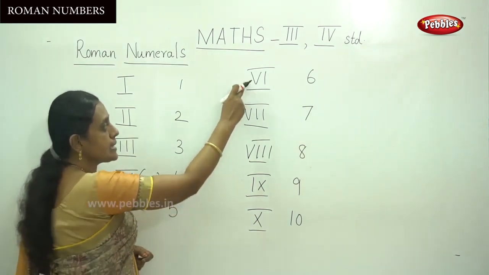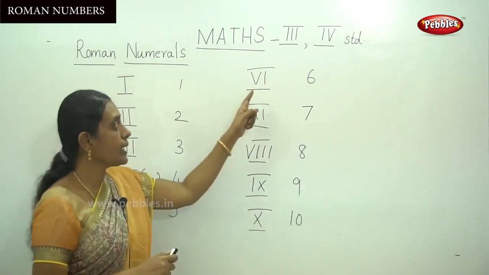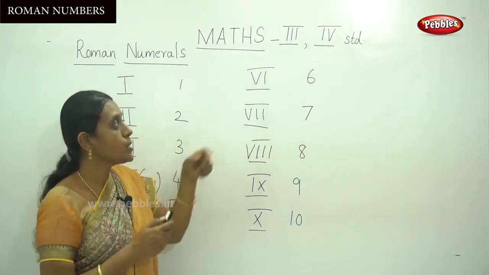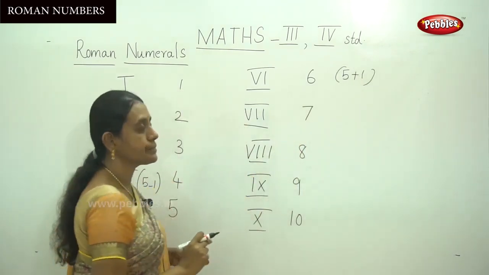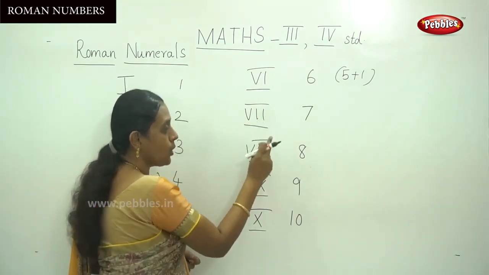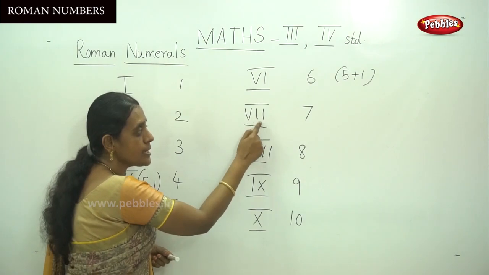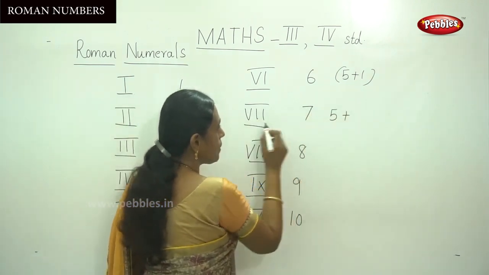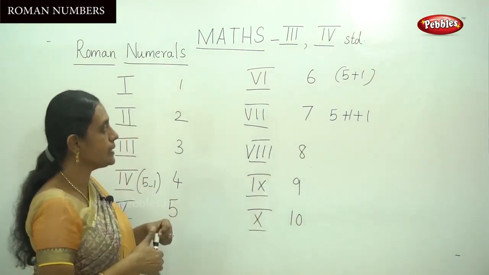And observe this 6. Here the smaller numeral symbol is 1. If you write the symbol on the right side of the bigger numeral, because here the bigger numeral is 5, you have to add this sign 1. So it means 5 and 1, that is 5 plus 1, which is 6. Can you understand? And for 7, the smaller numerals are added on the right side of the bigger numeral 5, so it is denoted as 5 plus 1 plus 1. So 5 plus 1 is 6, and 6 plus 1 is 7. So 7 is written like this.